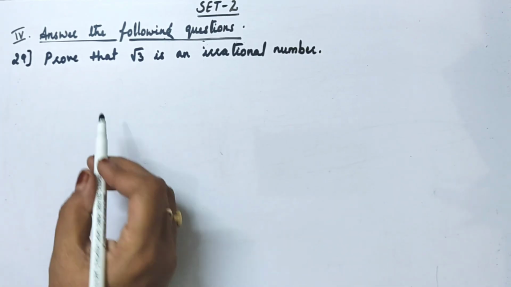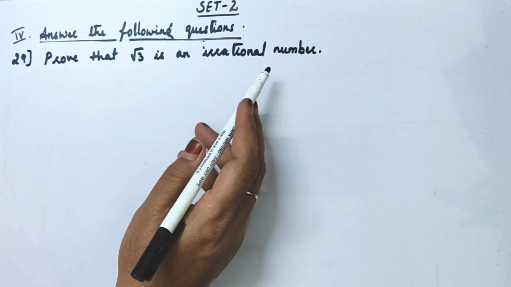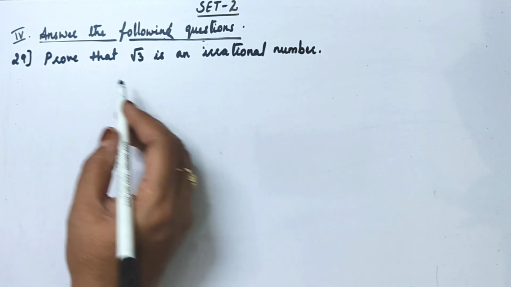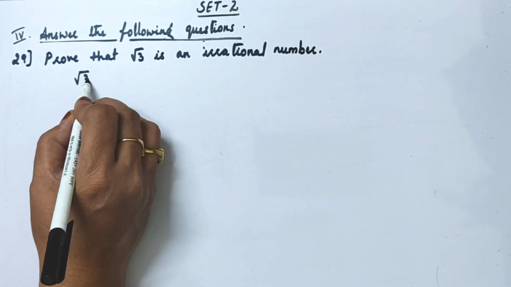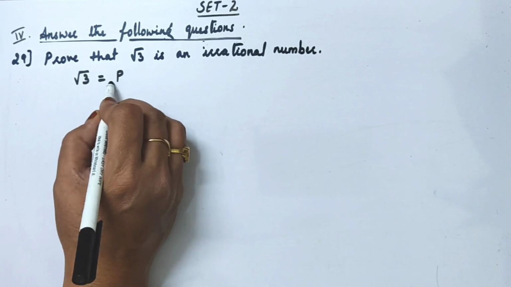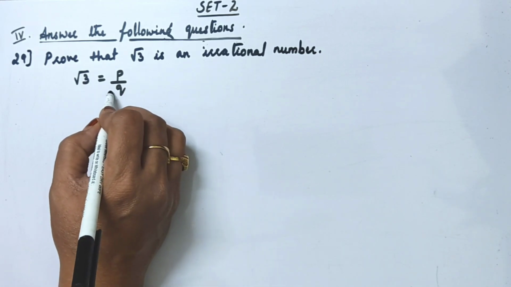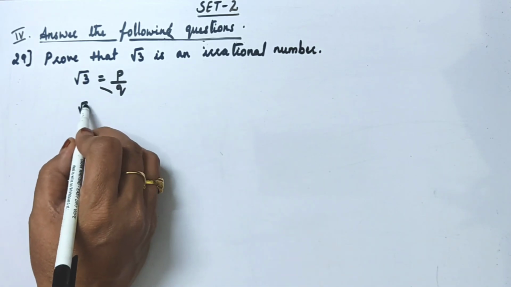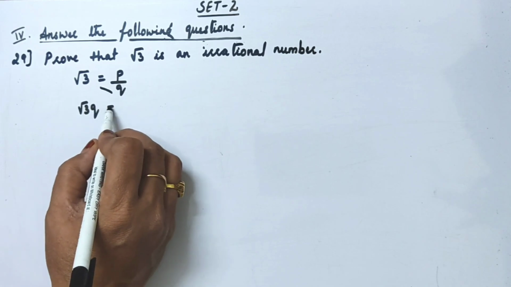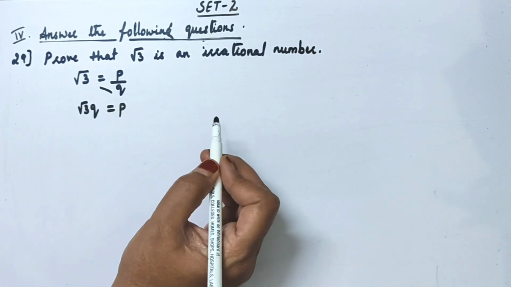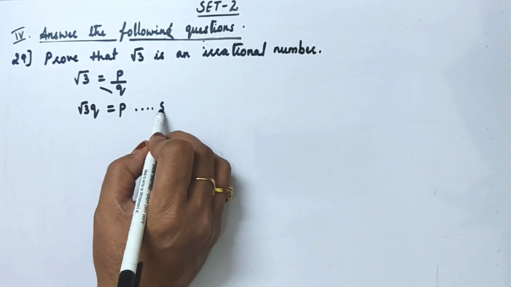Let us solve the next question. Prove that root 3 is an irrational number. Let us prove. Let me write root 3 equals p upon q. Let us do cross multiplication: root 3 q equals p. Square both the sides.